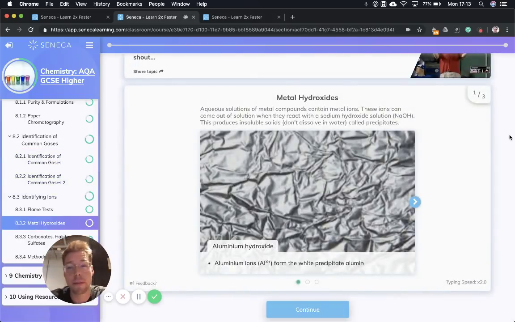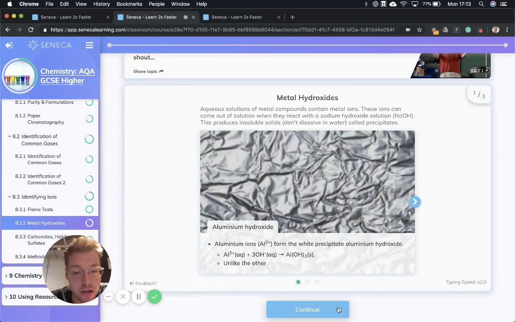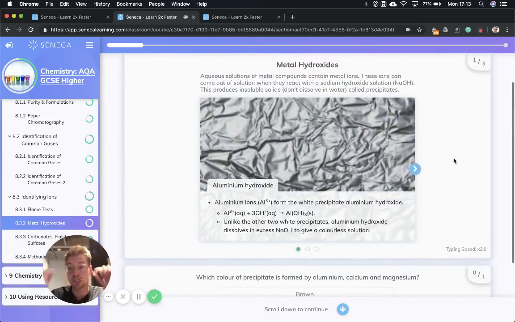Let's go. We're talking about metal hydroxides next. I love metal hydroxides and forming precipitates. It's so much fun. Even the word precipitate. Metal hydroxide. Aqueous solutions of metal compounds contain metal ions. These ions can come out of solution when they react with a sodium hydroxide solution. That's sodium hydroxide, NaOH. This produces insoluble salts. They don't dissolve in water, and we call those precipitates.